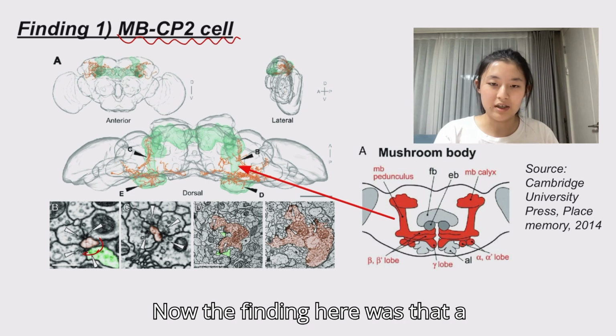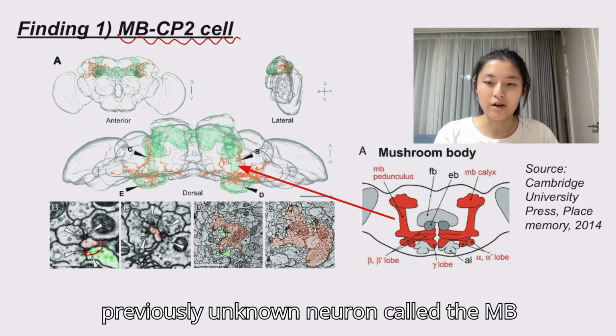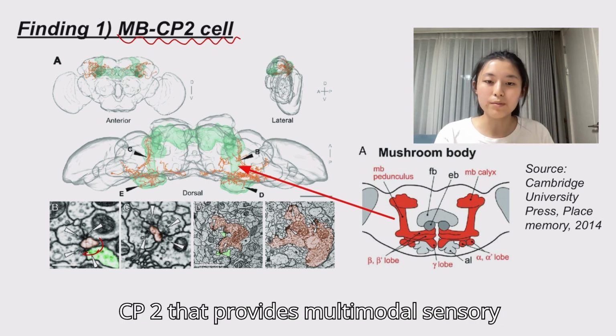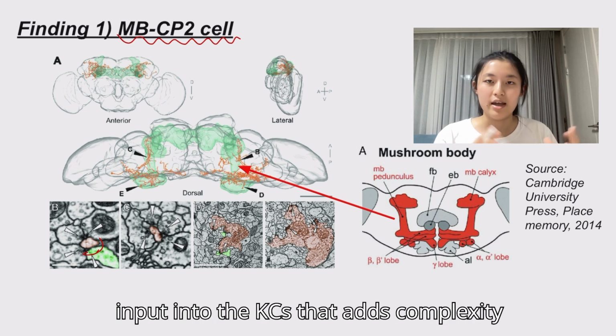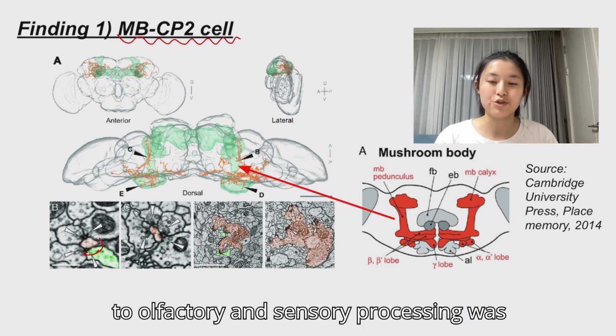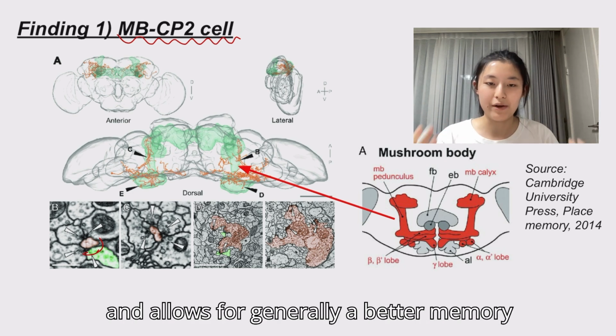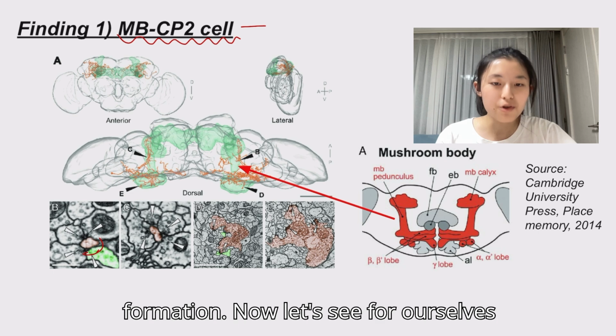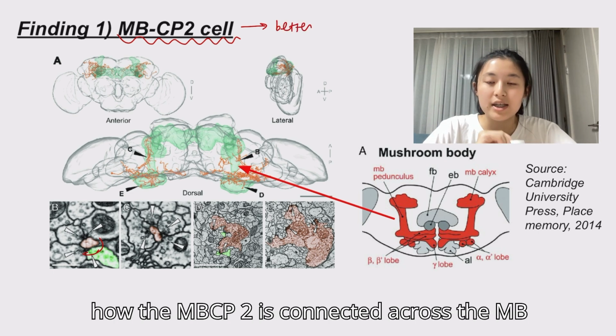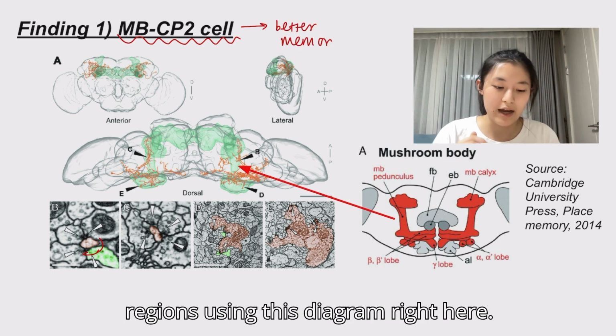Now, the finding here was that a previously unknown neuron called the MBCP2, which provides multimodal sensory input into the KCs, was discovered within the MB. It adds complexity to olfactory and sensory processing and allows for generally better memory formation. Now, let's see for ourselves how the MBCP2 is connected across the MB regions using this diagram right here.